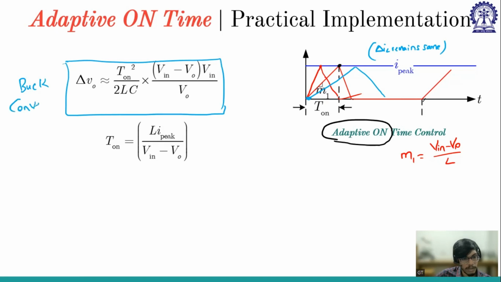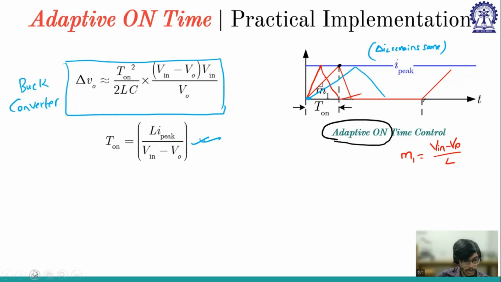If you derive from the buck converter, you will get this delta V naught, and now it is dependent on T on. So now we are adapting T on based on I peak. If you write T on, it is I peak by M1, where M1 is V in minus V naught by L. If you substitute that here, we will get this T on.